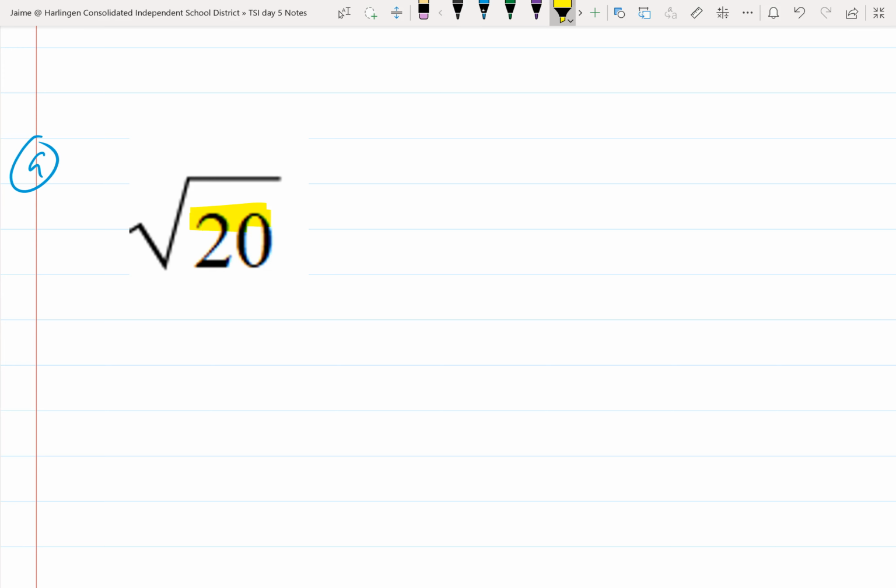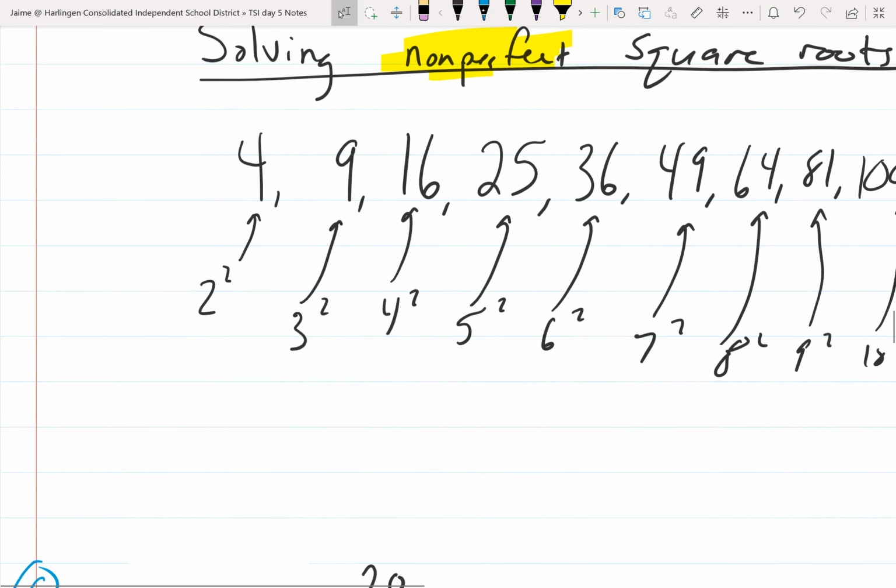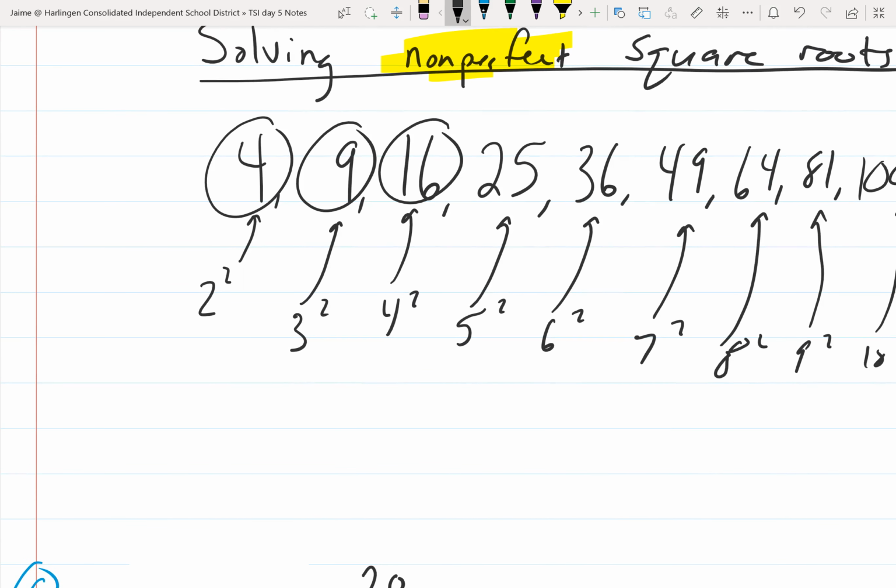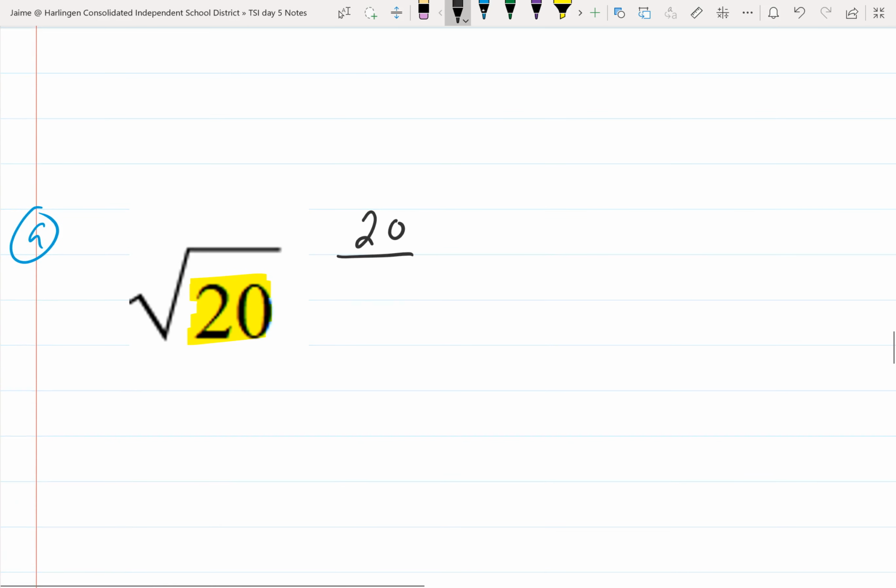Once you figure out that this number is not perfect, you start to divide it. You do 20 and divide. That's just what we do. We divide. But by what numbers? These numbers. And you keep on going until you get an answer. Again, this is the first example, so it's going to be fairly simple.